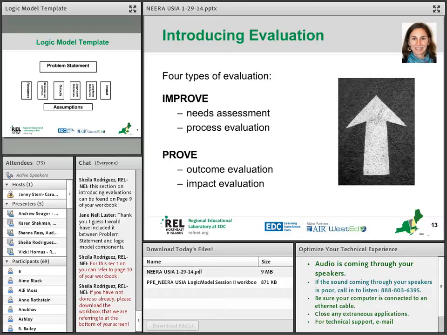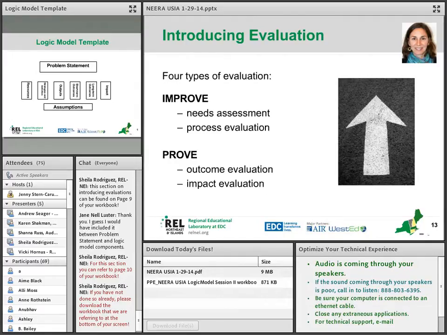Process or formative evaluations are the type of evaluations where one examines what goes on in the program while it's in progress. And the evaluations in the process or formative arena generally assess what the program is, how it's working, whom it's reaching, and how it's going about doing that. Under the prove umbrella, we have outcome and impact evaluations.